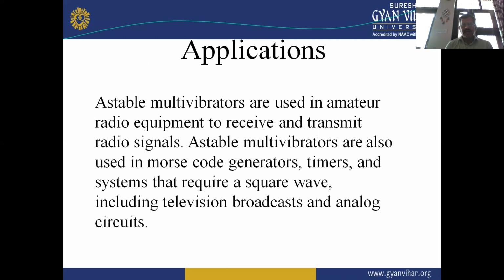And what are the applications of astable multivibrators? Astable multivibrators are used in amateur radio equipment to receive and transmit radio signals. They are also used in Morse code generators, timers, and systems that require a square wave, including television broadcast and analog circuits. So these are some applications of the astable multivibrator.